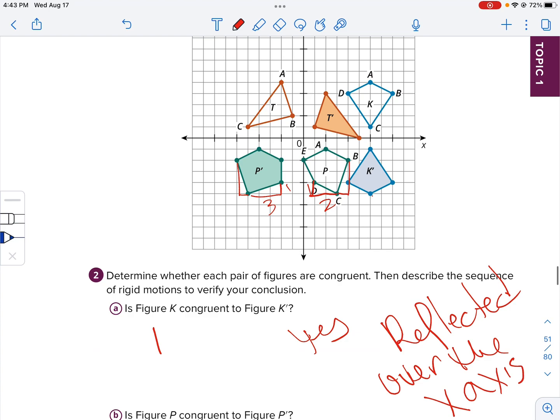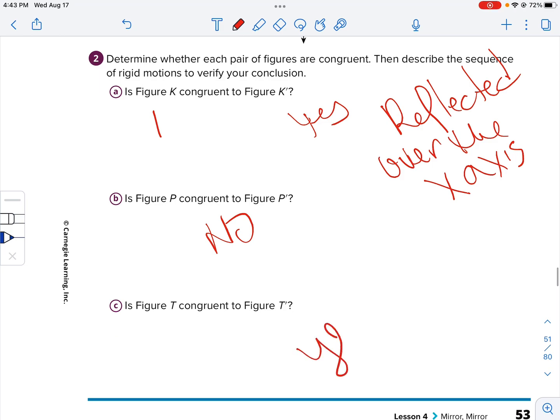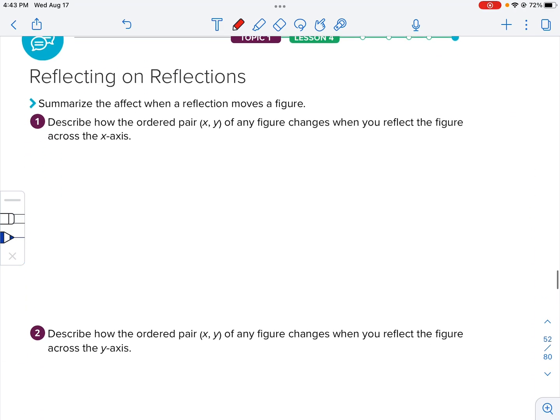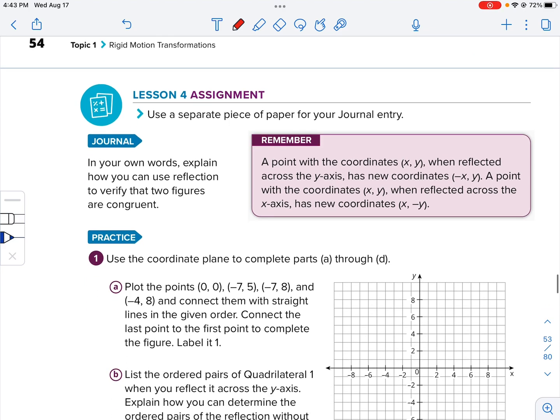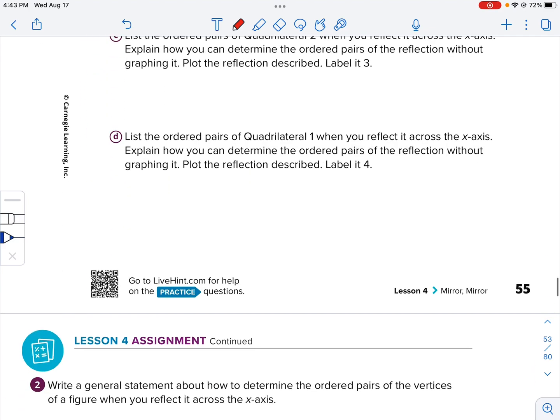And T. If I look at T, this is up 3 over 1. 1, 2, 3 over 1. This side, up 1, 2, 3, 4. Yep, those are congruent, so yes. Okay, so then you're going to do your homework on page 55.